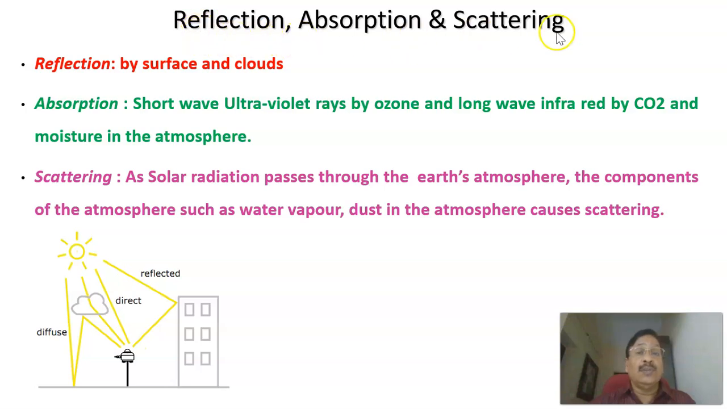Coming to reflection, absorption, and scattering. Reflection is by the surface or the clouds that reflect the solar radiation. Absorption means short wave UV ultraviolet rays are absorbed by the ozone, and long wave by the carbon dioxide and moisture in the atmosphere. And scattering also happens as solar radiation passes through the Earth's atmosphere. The components of the atmosphere such as water vapor, dust, etc. cause scattering. So these are the three processes that happen. Because of that, radiation reaching the surface of the Earth will be slightly reduced.